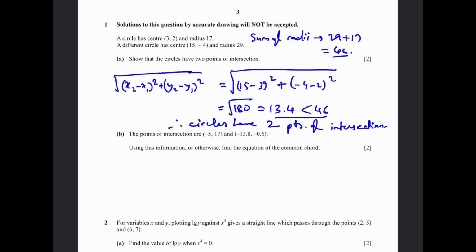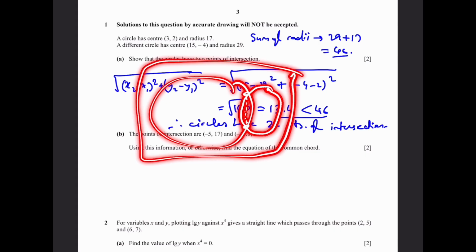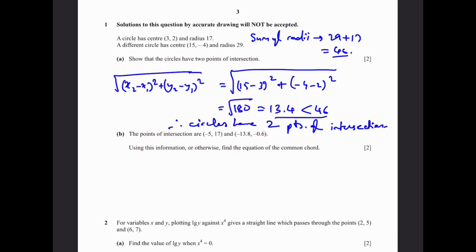The points of intersection are minus 5, 17 and minus 13.8, minus 0.6. Using this information or otherwise, find the equation of the common chord. Well, if we imagine two circles which intersect at 2 points, the common chord is simply the line joining these 2 points. Of course, this diagram which I draw is not to scale, but this line here is the common chord. And how do you find the equation of a line joining 2 points?